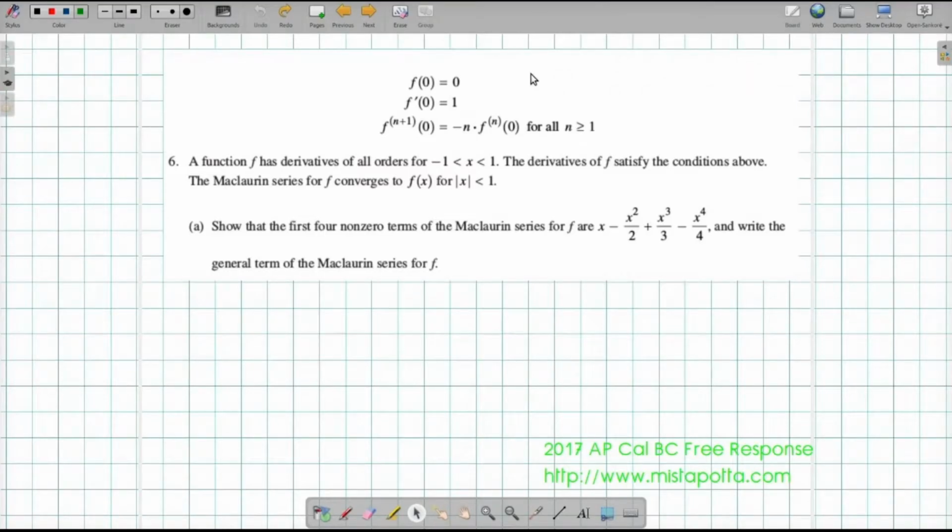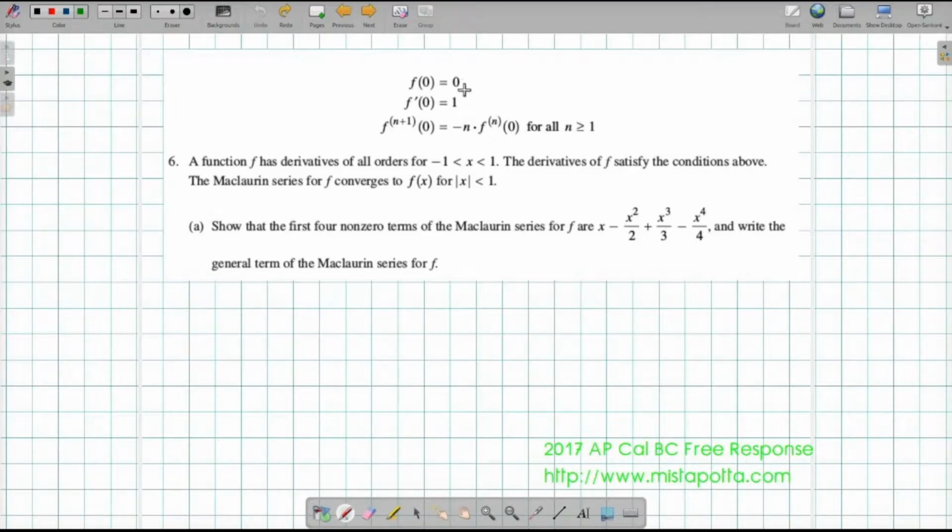And this brings us to part 6. Problem 6 says a function f has derivatives of all orders for -1 less than x less than 1. The derivatives of f satisfy the conditions above. The Maclaurin series for f converges to f of x for absolute value of x less than 1. Show that the first non-zero terms of the Maclaurin series are given by this.